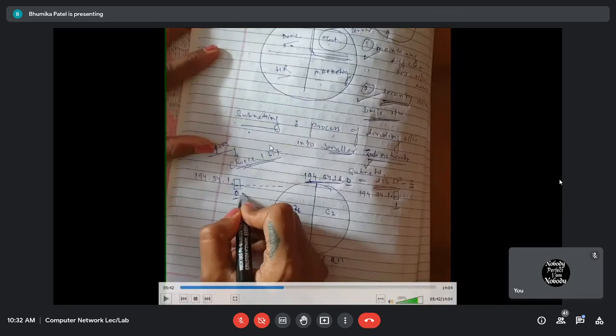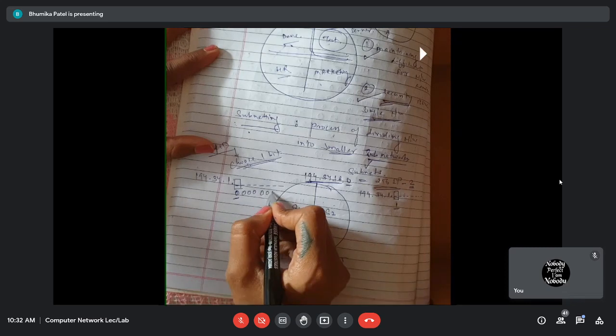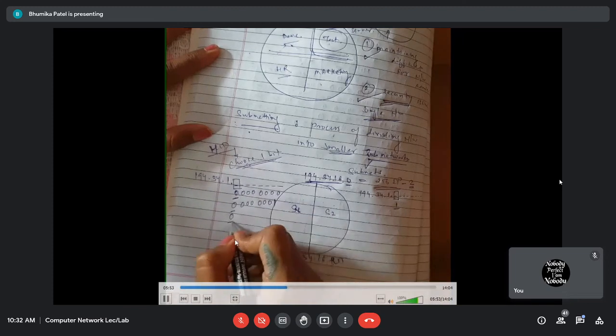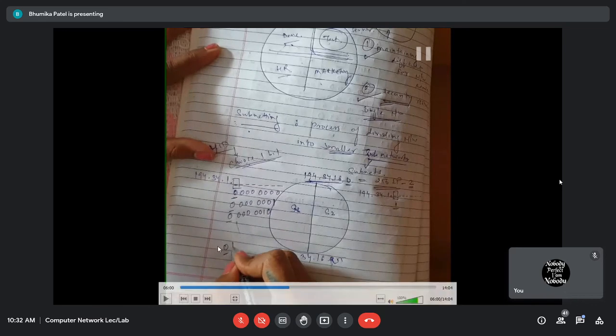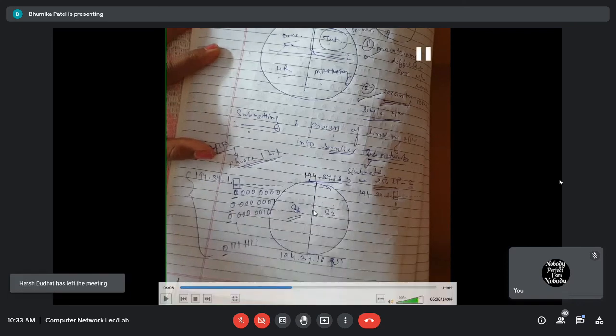So all the IP addresses in the host ID part starting with 0 will be in subnet 1, and all the IP addresses in the host ID part starting with 1 will be in subnet 2. If we fix the first bit as 0, what will the remaining possibilities be? 7 bits: 0000000. Then the second is 0000001. The third is 0000010. Then if I keep the 0 as it is and make all the remaining 7 bits 1, it will look like this. So these many IP addresses will be in subnet 1.